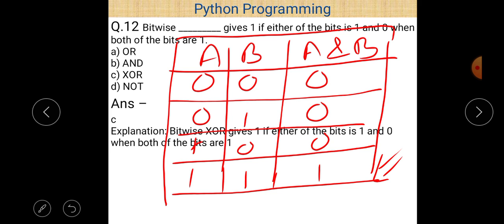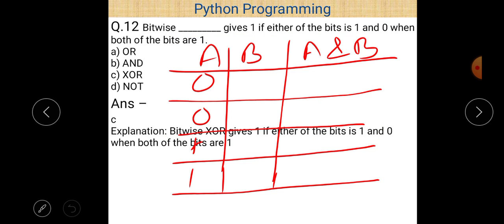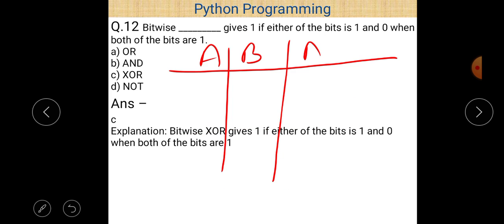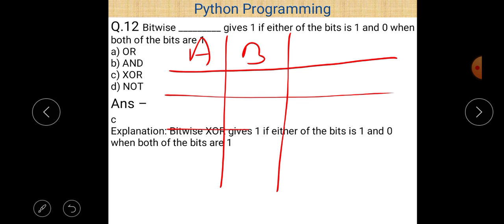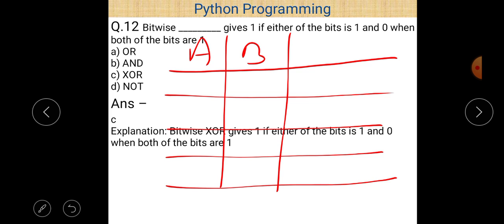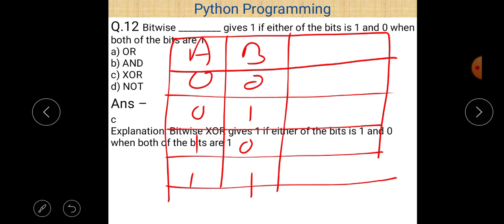Okay, now if you want to find out the truth table of bitwise OR, just write all possible input combinations again: 0 0, 0 1, 1 0 and 1 1. And now in this case we have to find out A OR B, that is the symbol of OR.